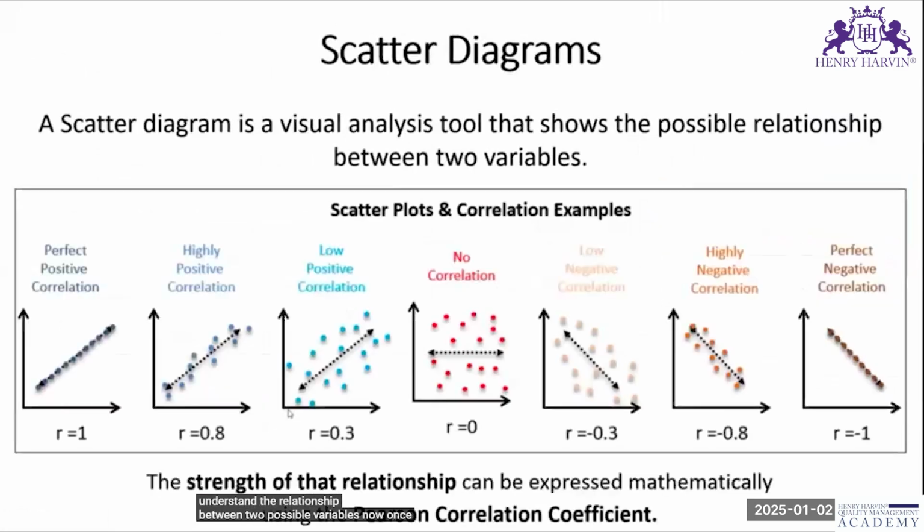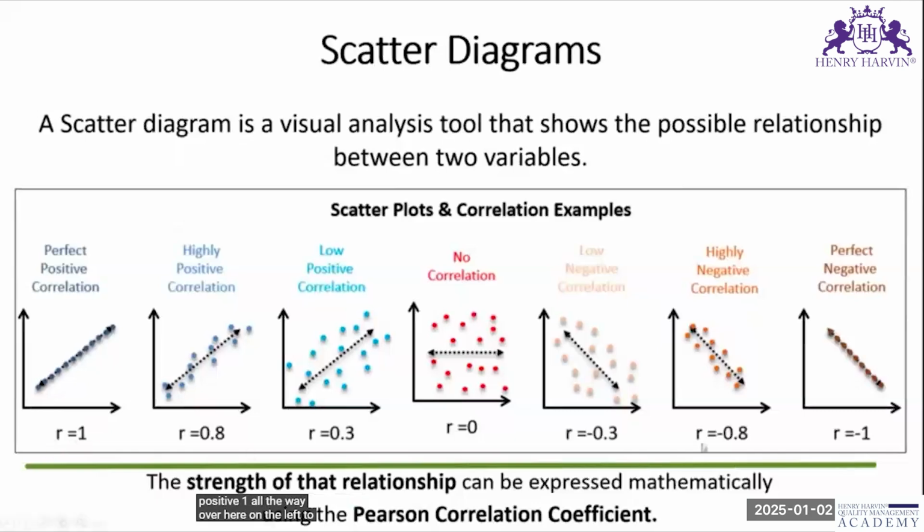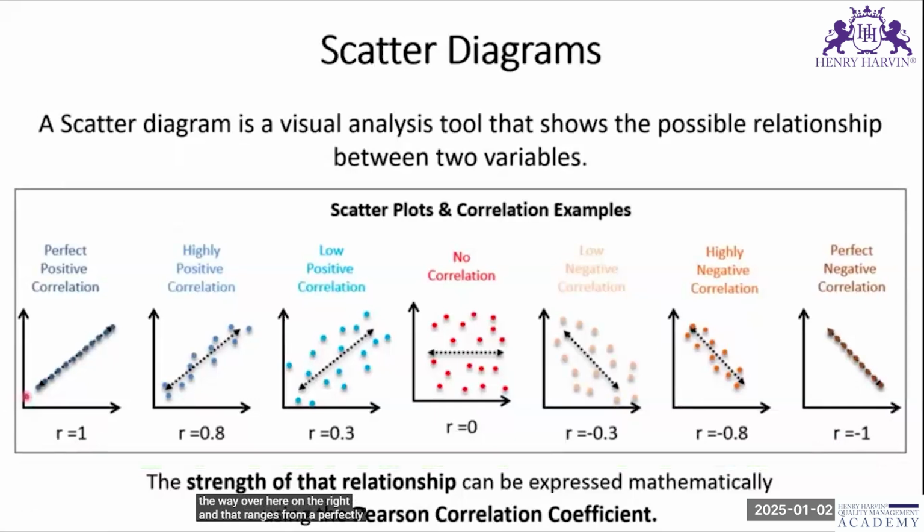variables. Now, once you've done your scatter diagram, you can quantify the relationship between those two variables. So what I'm showing here is the Pearson correlation coefficient. And this coefficient ranges from +1 all the way over here on the left to -1 all the way over here on the right. And that ranges from a perfectly positive correlation here. You can see that as x changes, y changes identically. And then same thing here with r equals -1. This is a perfect negative correlation.